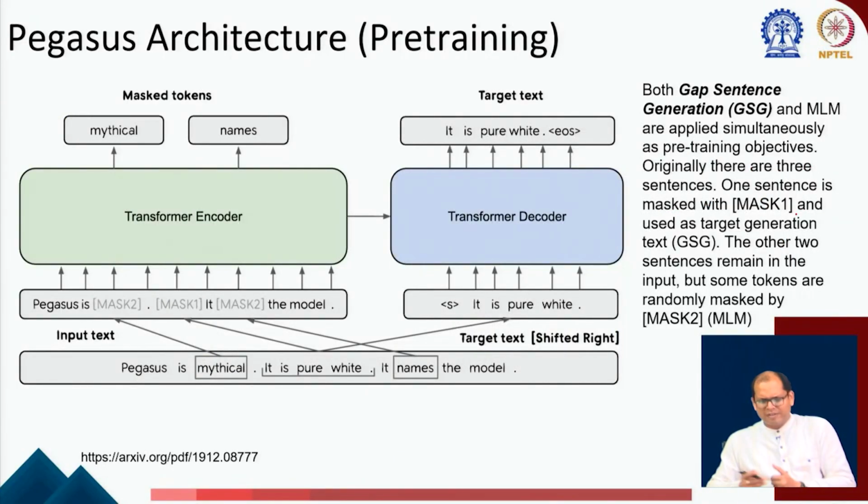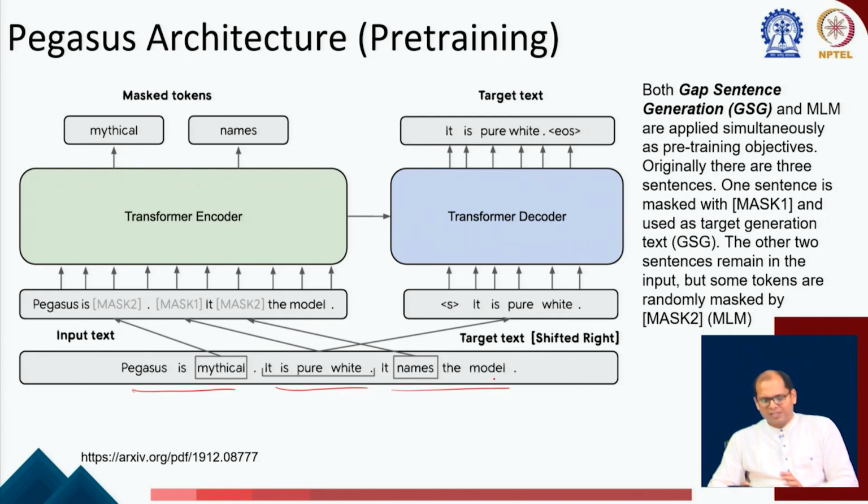So, just to give an example, what is the Pegasus architecture? It just uses a different pre-training objective for training, so that it can be better at summarization. What it does, this looks very similar to the kind of architectures we saw for pre-training. So, let us say this is my input text: Pegasus is mythical, it is pure white, it names the model, right.